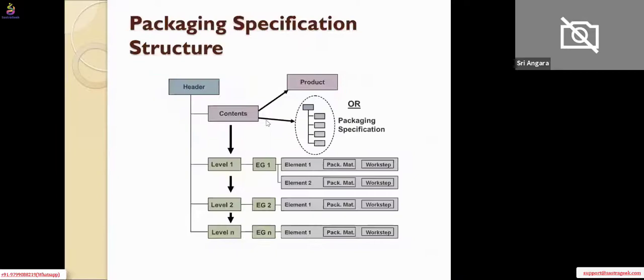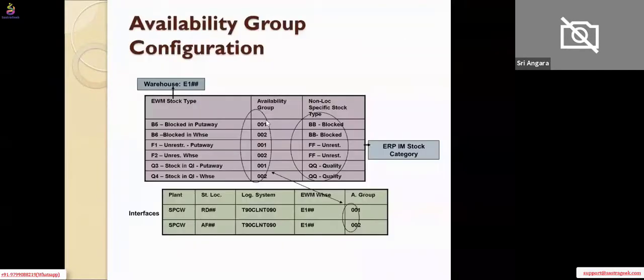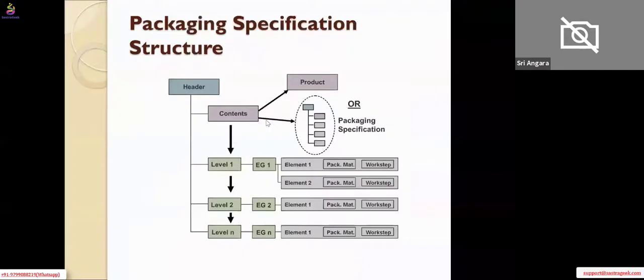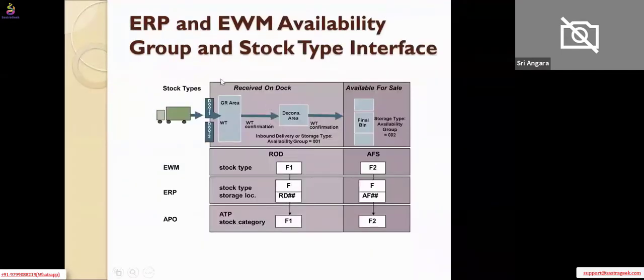of the tasks, where exactly we are, and this is what we also discussed in the last session: the stock types, if you can remember, received on dock and available for sale. We will have the stock type F1 and we will have available for sale, which is F2. Your EWM stock types will be assigned to your ERP storage locations, and those are nothing but your availability groups in the EWM system. That is what we have discussed in the last session.